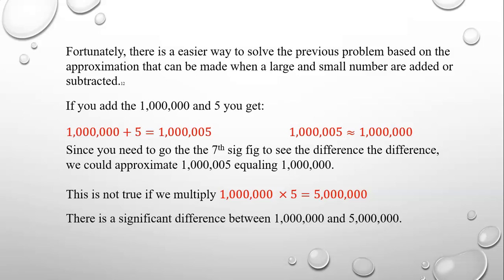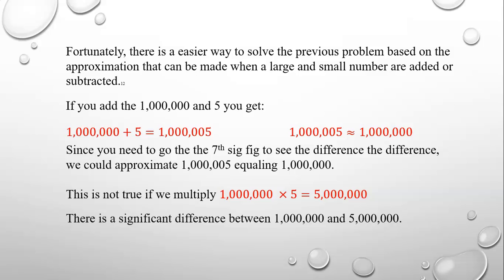So what does that say about the 5? It means you pretty much can ignore it. So since you need to go to the 7th significant figure to see the difference, we could approximate 1,000,005 as equaling 1 million. Now, this is not true with multiplication. If you multiply 1 million times 5, you get 5 million. There's a significant difference between 1 million and 5 million. So if it's a multiplication of a large number and a small number, you can't ignore the small number.